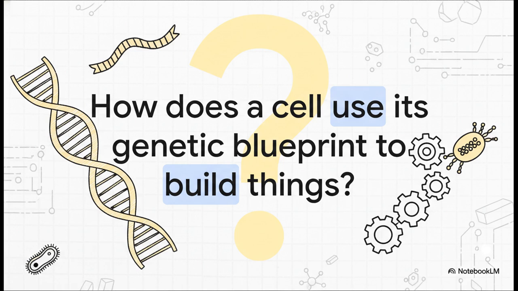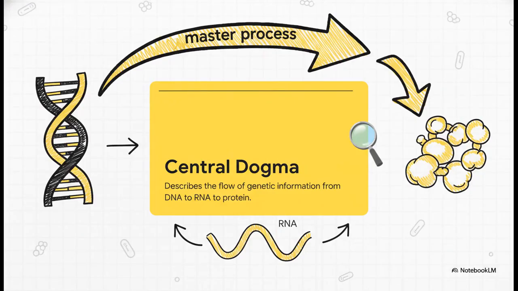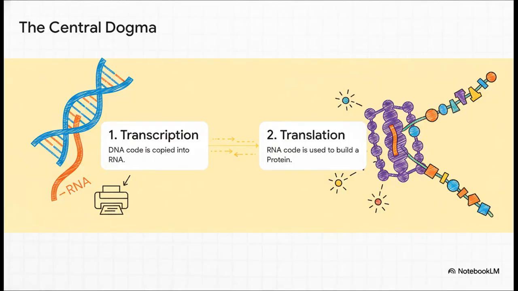So, with this incredibly dynamic blueprint, how does a cell actually read the instructions and build what it needs? The answer lies in this really fundamental principle called the central dogma of molecular biology. It's the master process, the main workflow, that describes how genetic information flows from its permanent storage in DNA to a temporary message in RNA, and finally into a functional product, a protein. And it's really a two-step process. In transcription, a piece of the DNA is copied into a matching RNA molecule. Then, in translation, the cell's machinery reads that RNA message and uses it as a guide to build a specific protein. From code to creation.